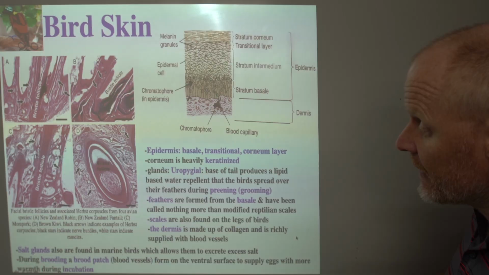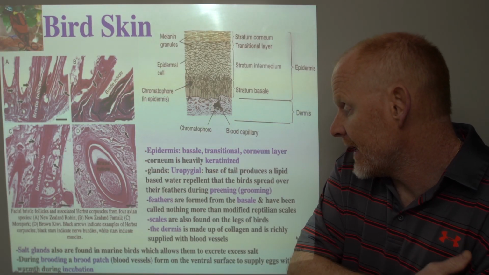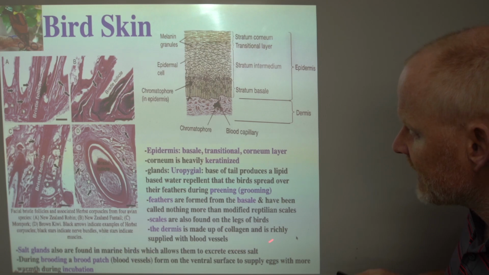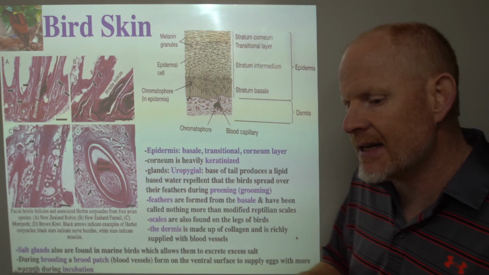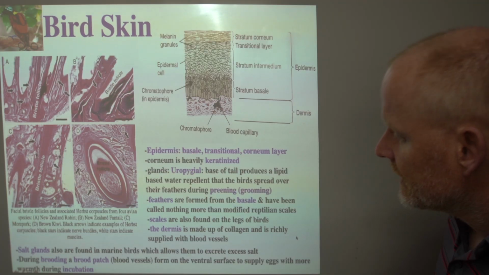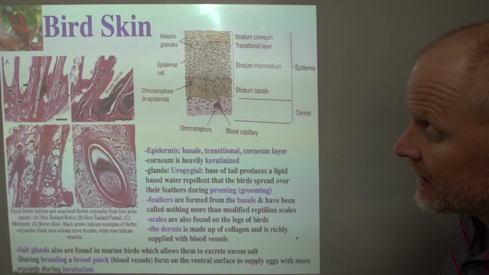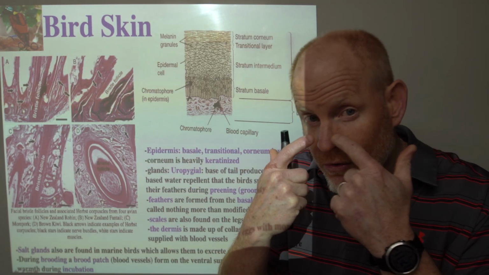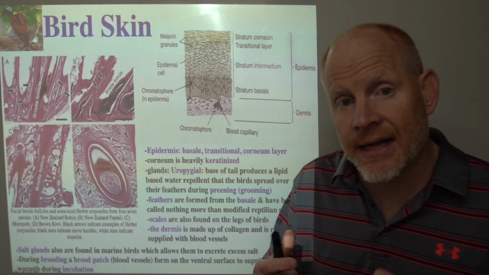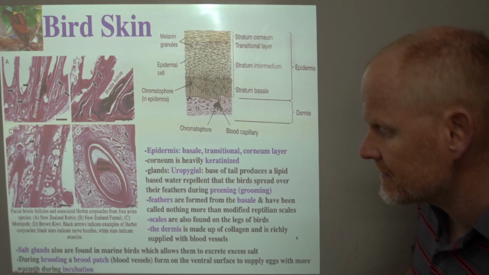Birds also have scales on their feet, some on the face, that are just reptilian epidermal scales. The dermis is made up of collagen, is very thick, and has a large blood supply. Blood supply is needed to make those feathers. Also salt glands are found near the eyes or within or near the nose. Some of their ducts and some of the gland itself come from the epidermis.